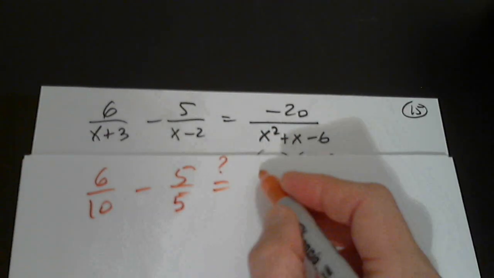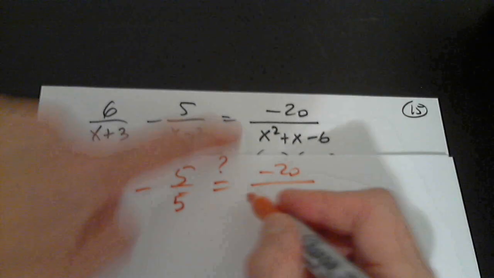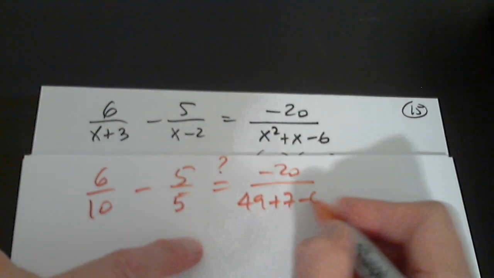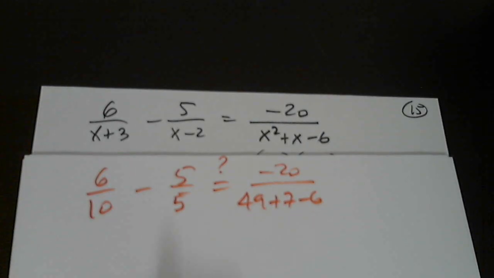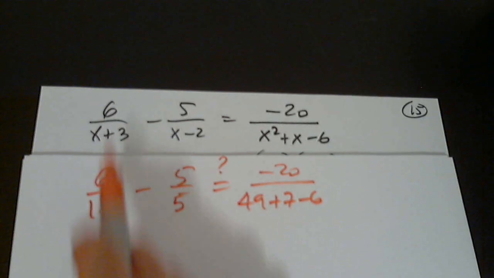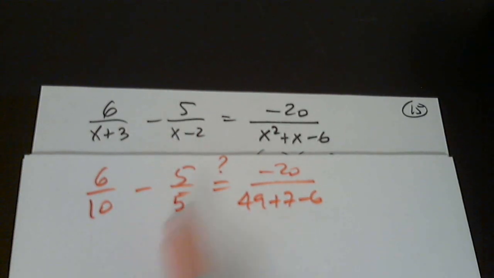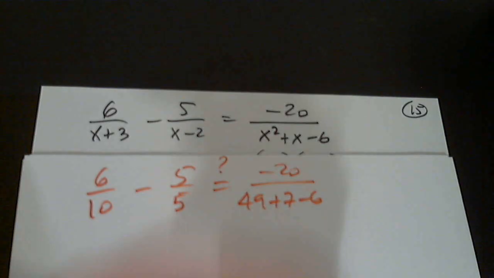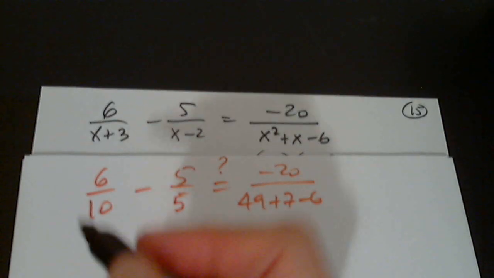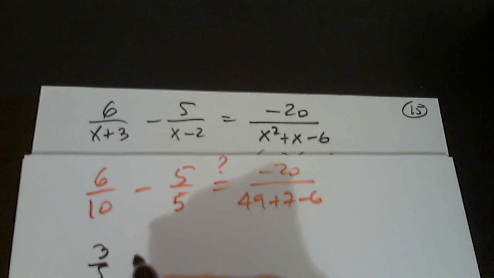Does this equal negative 20 over 49 plus 7 minus 6? So I replaced x by 7 and I got 10. x by 7 and I got 5. x by 7, I got 49 plus 7 minus 6. So I look at the left-hand side. 6 over 10 simplified by 2 is 3/5 minus 1.